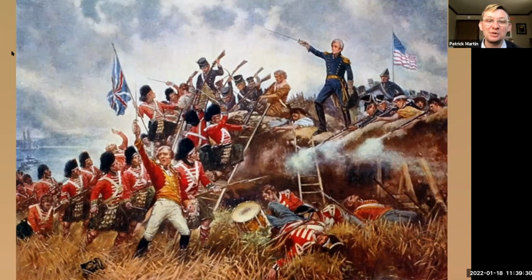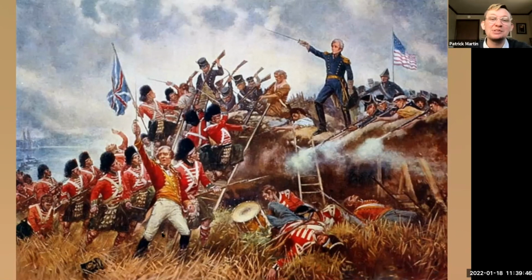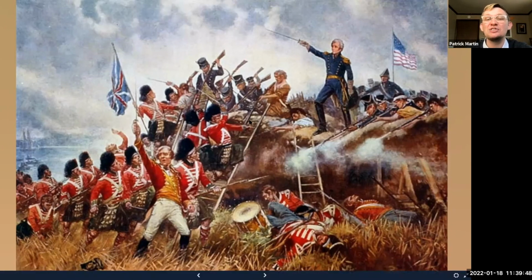Why are the British hats so big? I don't have an answer to that. It's just the style. Every country's uniform is going to have different things about it. The fact that they're wearing kilts, right? This image is not going to be accurate by any means. We use this just to show the two sides of it and show that rampart that Jackson's men are standing on.